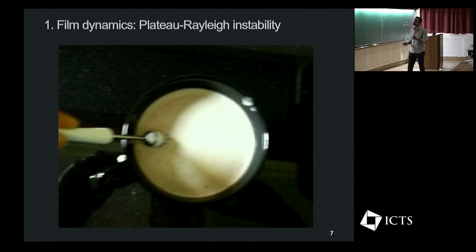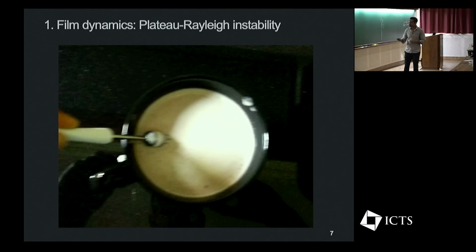So the first is film dynamics. When you have a thin film in a cylindrical configuration, either as a jet or on the outside of a rod, or in this case on the inner side of a cylinder, it suffers an instability driven by surface tension, which, since it's an Indo-French workshop, I shall refer to as the Plateau-Rayleigh instability. So basically, if you have a cylindrical interface, it deforms and forms beads.